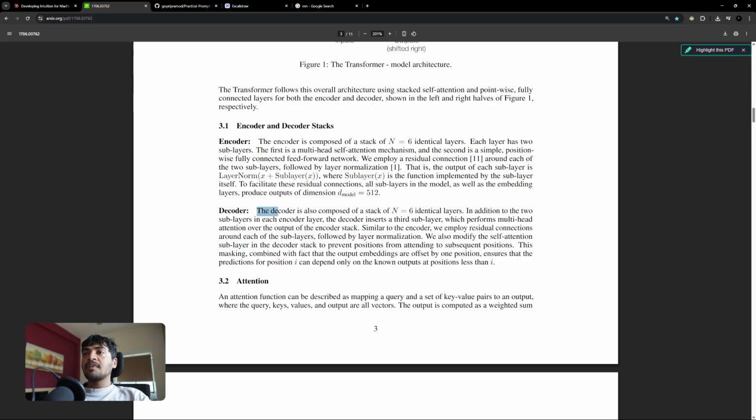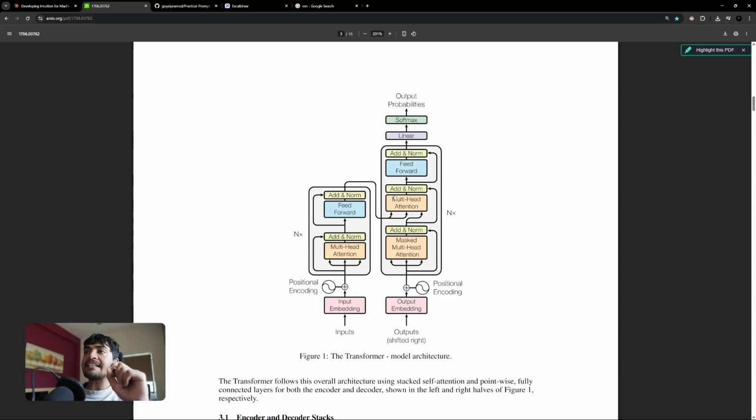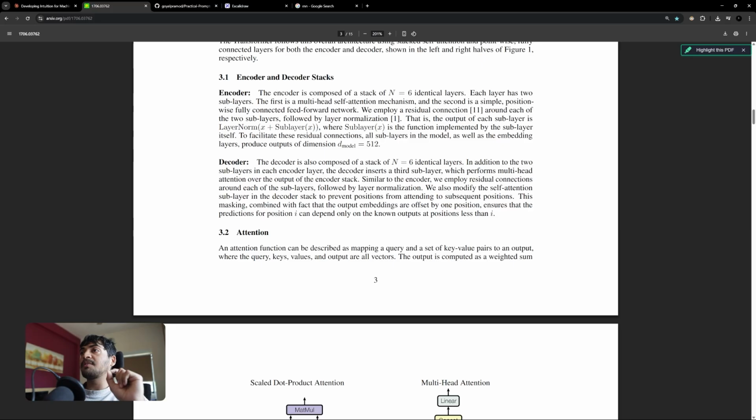The decoder is also composed of a stack of N equal to 6 identical layers. In addition to the two sublayers in each encoder layer, the decoder inserts a third sublayer which performs multi-head attention over the output of the encoder stack. So you see, it has another layer of multi-head attention which takes the input from the encoder. So two inputs from the encoder, one input from the decoder. That is very important to see. Remember that point, which performs multi-head attention over the output of the encoder stack.